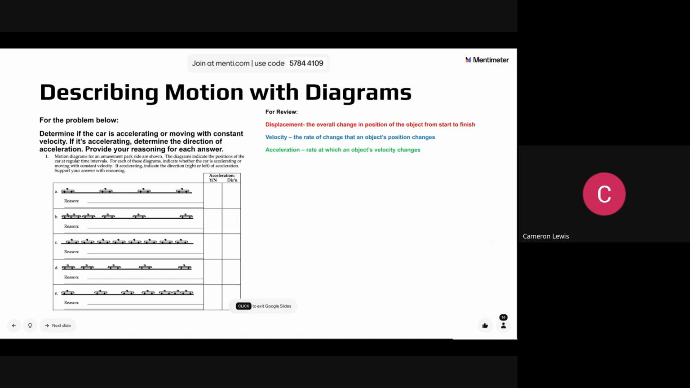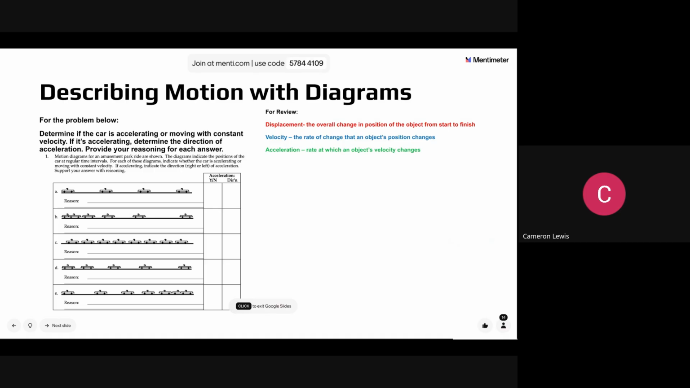So now we have describing motion with diagrams. This is another part. Remember, we have our three concepts that we want to put together: displacement, velocity, acceleration. Now when we're looking at this diagram, this one too is not as much math. I want you to put this together. Determine in these ones if the car is accelerating or moving with a constant velocity. If the car is accelerating, determine the direction of acceleration. Now provide your reasoning for each answer.